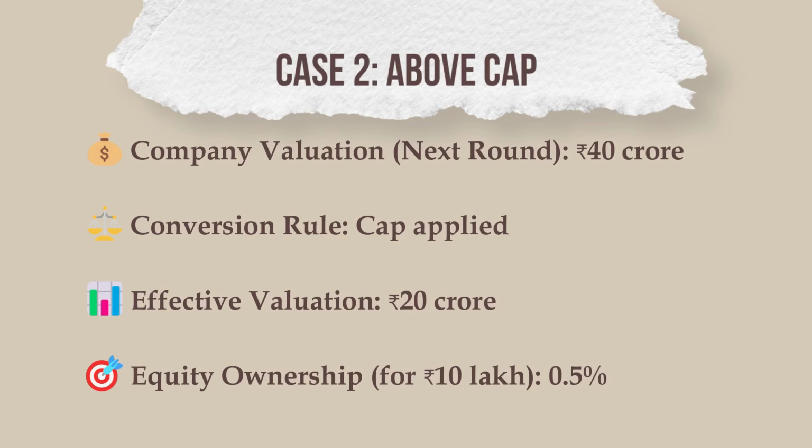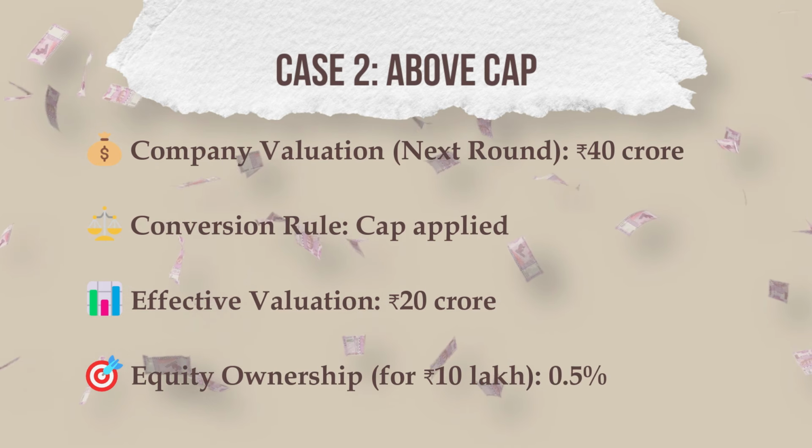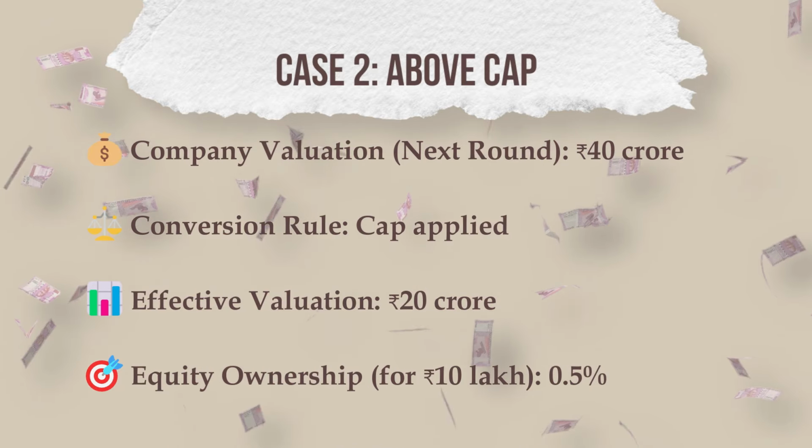But if the startup is able to raise at a valuation higher than 20 crores, let's say the startup was able to raise at a valuation of 40 crores, in this case, the investor who has invested 10 lakh rupees right now will get a valuation that gets fixed at 20 crores. Which means that whichever investor comes in at a 40 crore valuation will own a lesser percentage of the company than the investor who put in money right now at this debenture stage, which effectively gives the investor an added advantage.